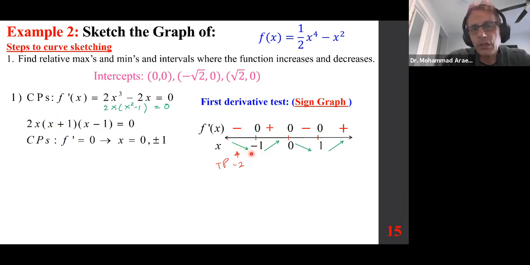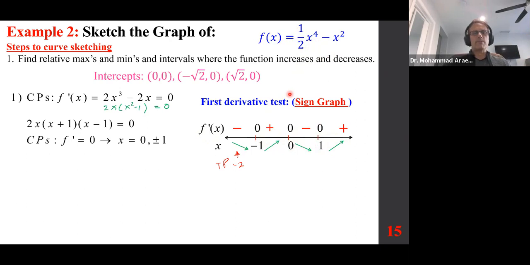From decreasing to increasing, this is the location of a minimum. So the minimum occurs at x equals -1. The maximum occurs at x equals 0. And another minimum occurs at x equals 1. Now, what is the pair? Well, you have to put them back into the original function. If you put -1 or +1, they give you the same result. 0 clearly gives you 0.